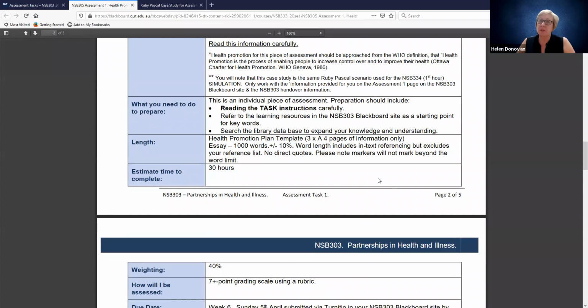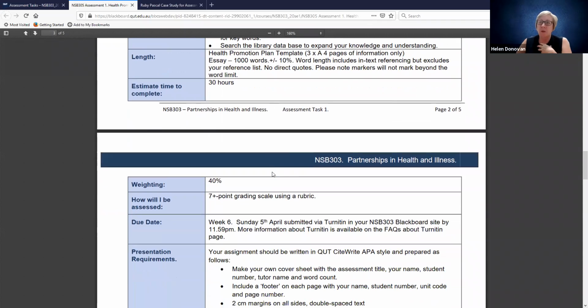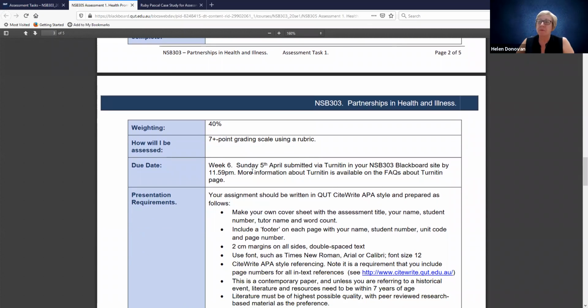It's an individual piece of assessment. This is not group work, so do not collaborate with anybody. It's 1,000 words plus or minus for the essay. The word length does include in-text referencing, but not your reference list. No direct quotes, please. It will take about 30 hours, 40%. It has a 7-point grade scale using a rubric, which is at the end of this document. Here is your due time, and of course, do not wait till the last moment to submit it. Start hours before, because you know that Turnitin does get overloaded at times.